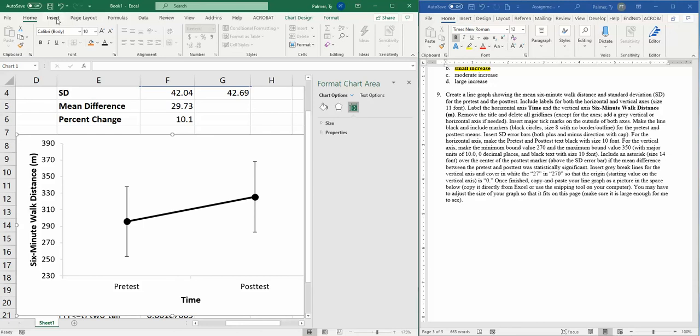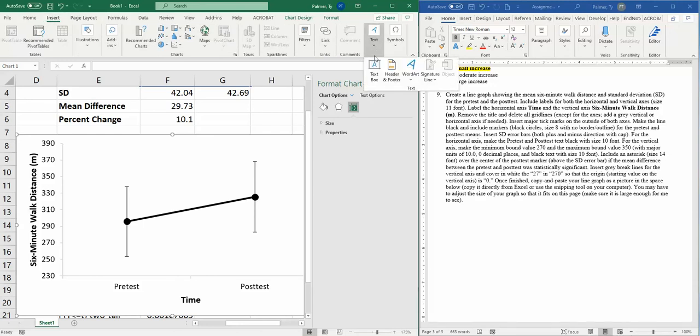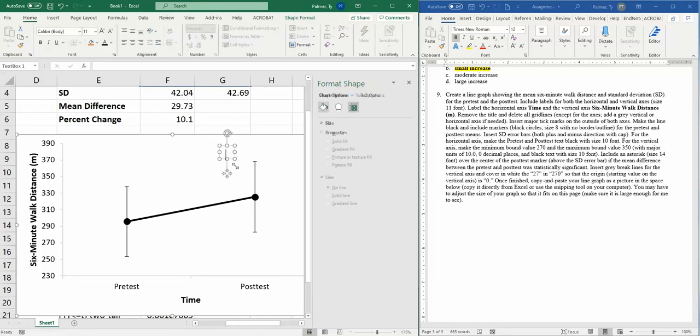Go to Insert, go to Text, go to Text Box, and then you can add your text box to the graph. It doesn't have to be very big, maybe something like that there. And then while the cursor is blinking inside the box, on your keyboard, hold Shift and then press 8. That should provide you with an asterisk symbol that we can use in our graph.